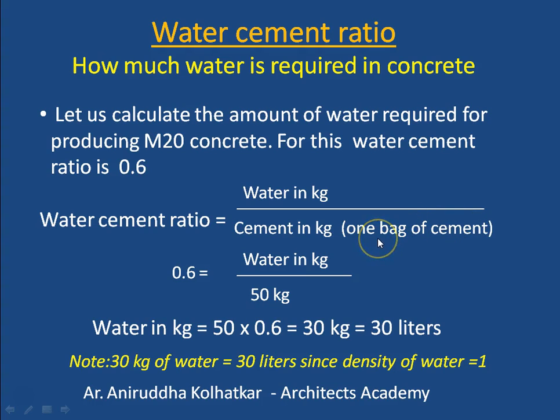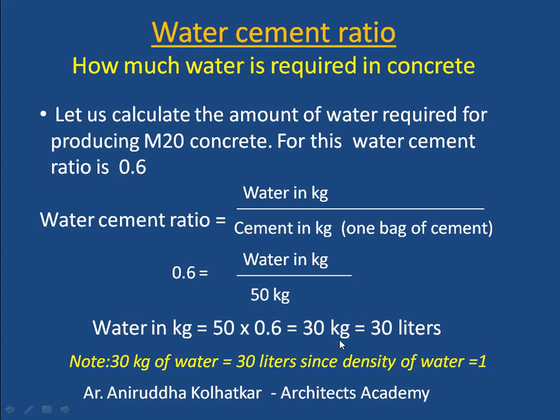Now you know that 1 bag of cement weighs 50 kilograms. Substituting the values in this equation, to have a water cement ratio of 0.6, we see that 0.6 is equal to water in kilograms divided by 50 kg, which is the weight of 1 bag of cement. Cross multiplying these values, water in kg is equal to 50 multiplied by 0.6, that is equal to 30 kg.